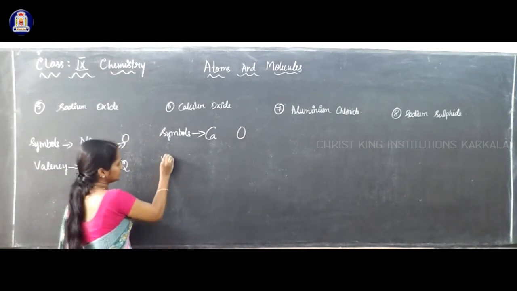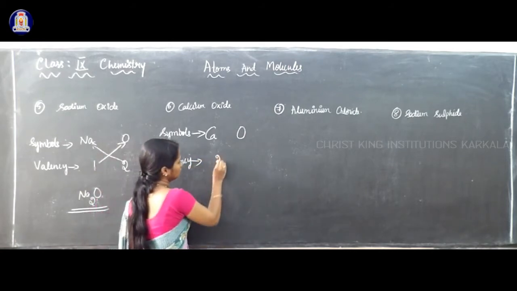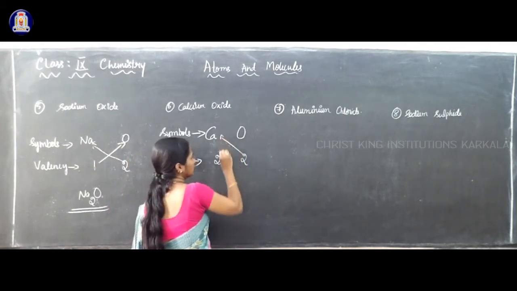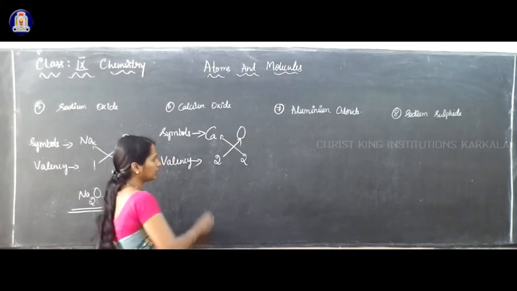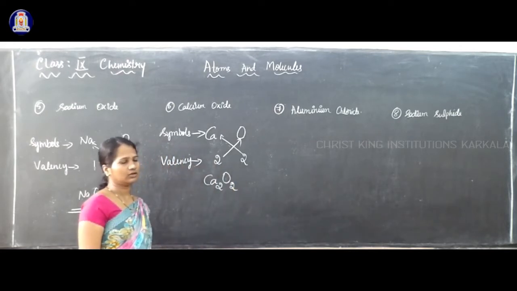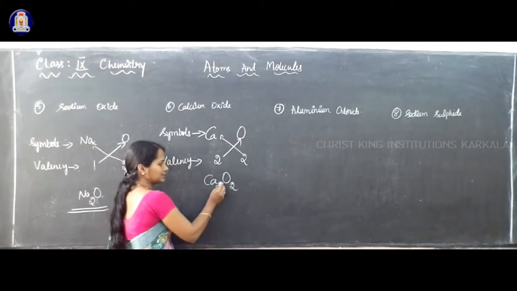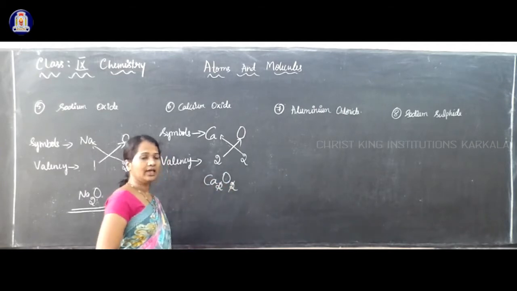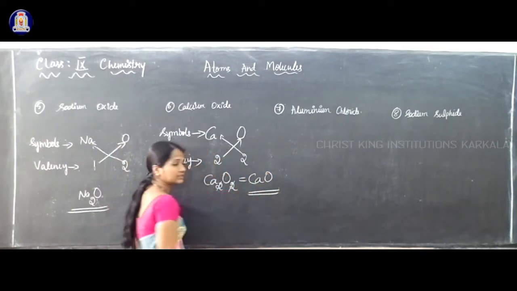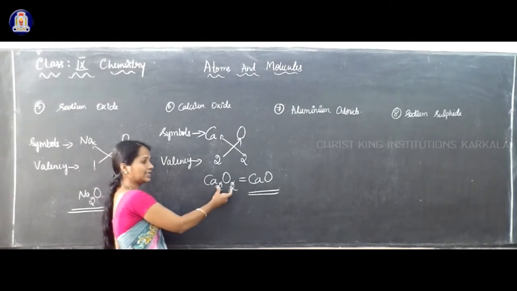Now come to the valency. Valency of calcium is 2, as well as valency of oxygen is also 2. So this 2 goes here, this 2 goes to oxygen. Formula Ca2O2. But you have to simplify here. If both the atoms get the same number, you have to cancel that. This 2 gets cancelled, and the formula will be CaO, calcium oxide. Cancelling can be done only if you get the same number here.